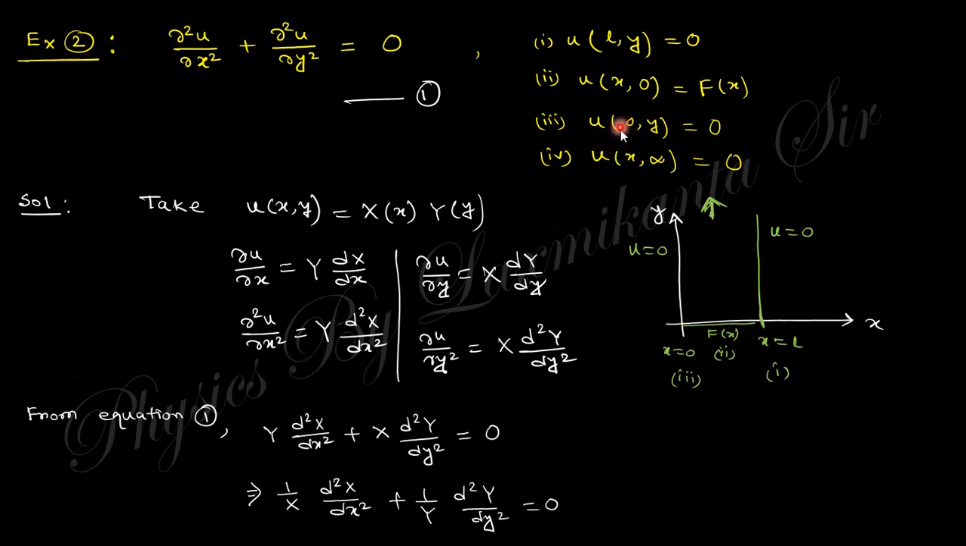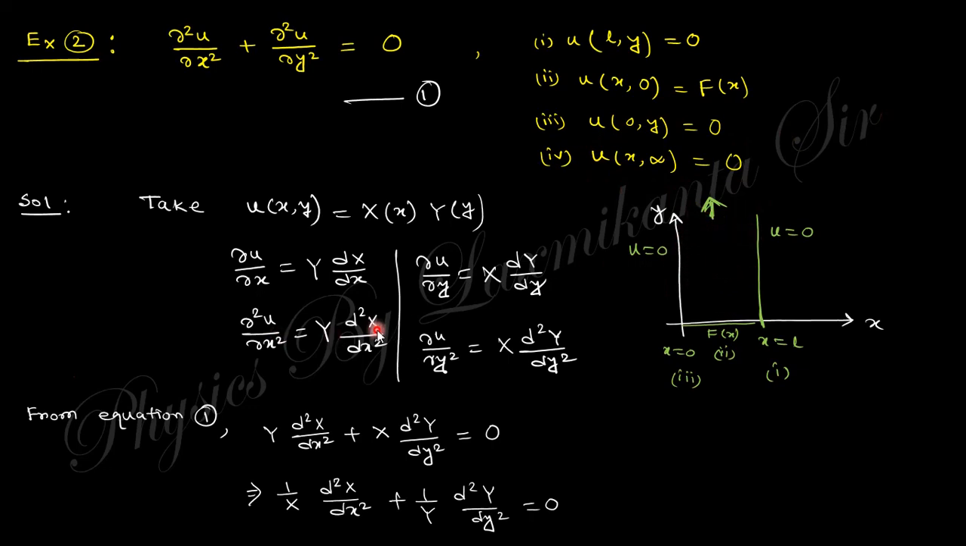Next, x equals to 0, y varies. That is, x equal to 0 means the y axis. So x equal to 0 means the y axis. This will be 0. And then x equal to 0, y equals to infinity, this will be 0. So these are the boundary conditions. So this solution will be within that region.